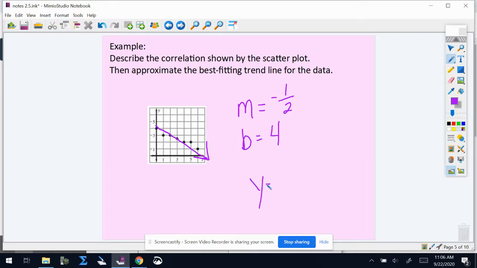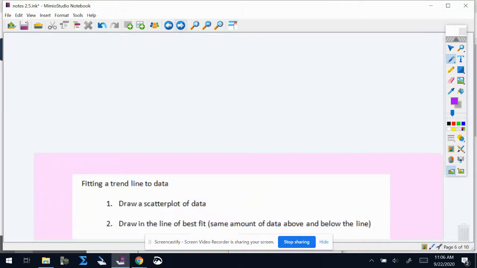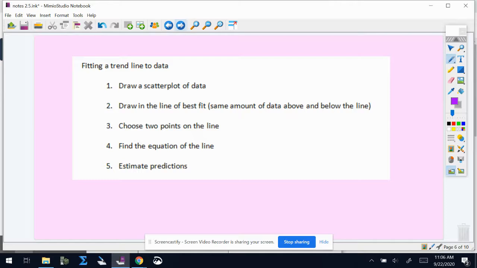But we call this a line of best fit, y equals negative 1/2 x plus 4. Looks like it has a slope of about negative 1/2. It looks like the y-intercept is around 4. Again, not a real exact science. You do not need to write these steps down. I just want to talk you through what you did in Algebra 1.